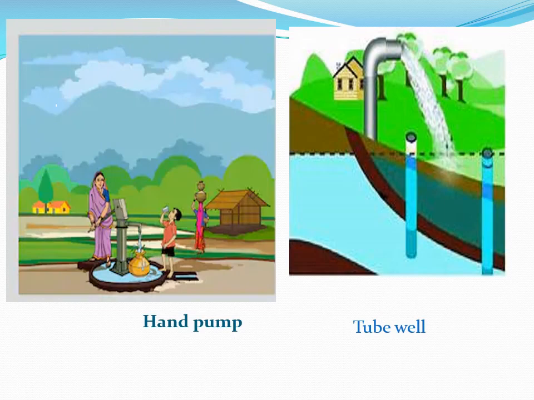We can take out groundwater with the help of hand pumps and tube wells as well. In areas where there is not much rain and we have to irrigate a large area of fields, we will need a tube well to irrigate the fields.